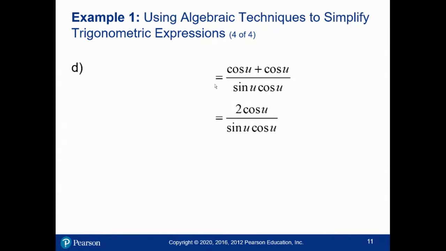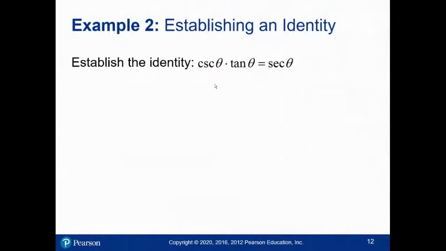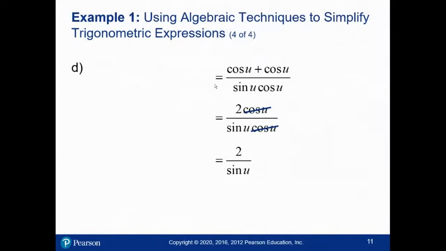And then we just have 2 cos u over sine u cos u, and now notice that your cosines can cancel, giving just 2 over sine u, which you might rewrite as 2 cosecant u, depending on what you think is simpler. Some people would rather not have the fraction there. Other people would prefer to just have sines and cosines.